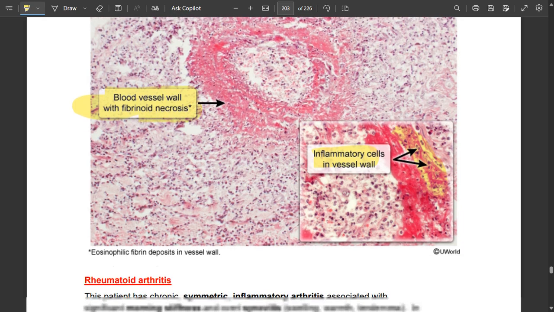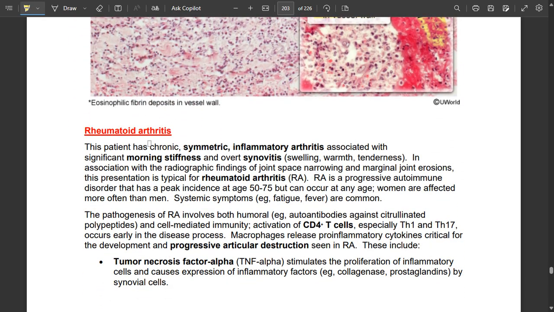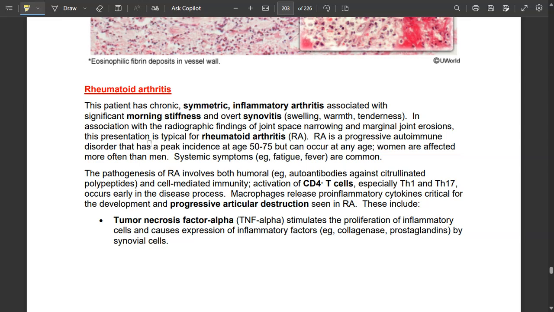Okay, buddies. Now let's go into rheumatoid arthritis again. This patient has chronic symmetric rheumatoid arthritis associated with severe morning stiffness and synovitis, swelling, warmth, and tenderness, in association with the typical finding of joint space narrowing and marginal joint erosion.